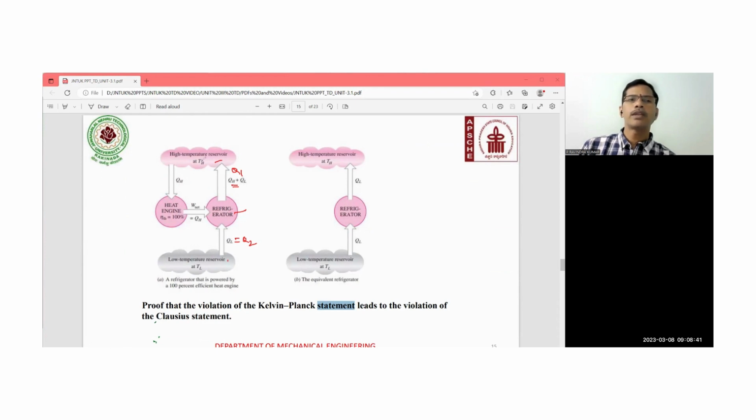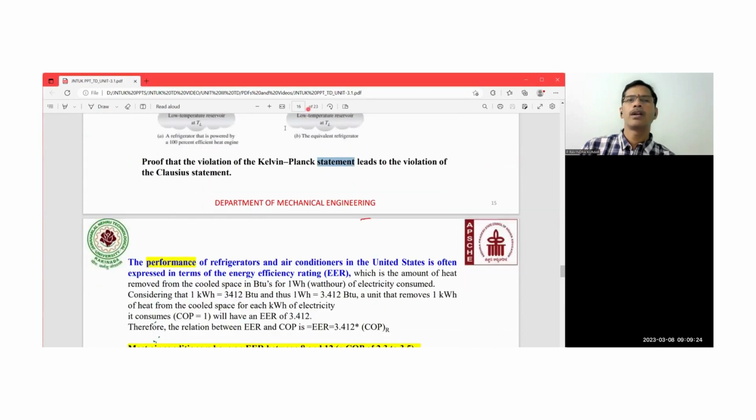So whatever heat is rejected, this heat is taken by this heat engine. Now whatever the work output from the heat engine is, it is taken by the refrigerator. But here Q2 is 0, right? So this is a refrigerator that is powered by a 100% efficient heat engine, right? So this is the equivalent of a refrigerator. So violation of one statement leads to the violation of the other statement. Then proving these particular statements becomes very easy. Otherwise, it becomes difficult.